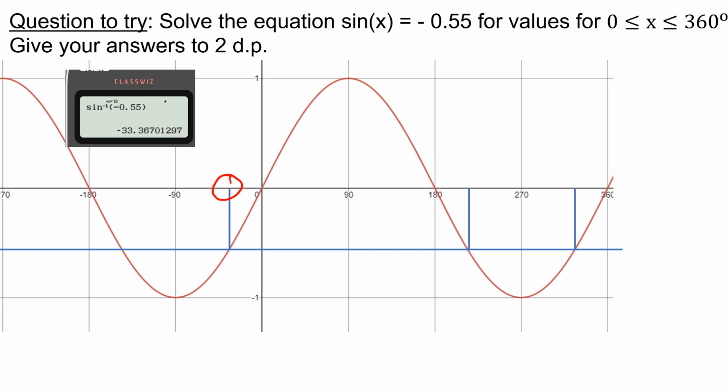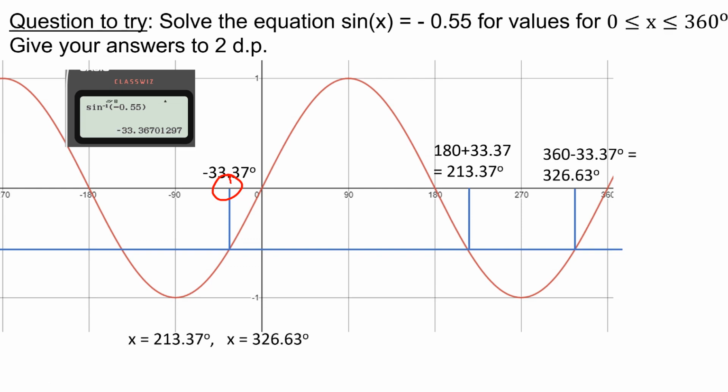I use the symmetry of the graph. One of the solutions is going to be 180 plus 33.37, and the other one is 360 take away 33.37. So my solutions are as follows: 213.37 degrees and 326.63 degrees.